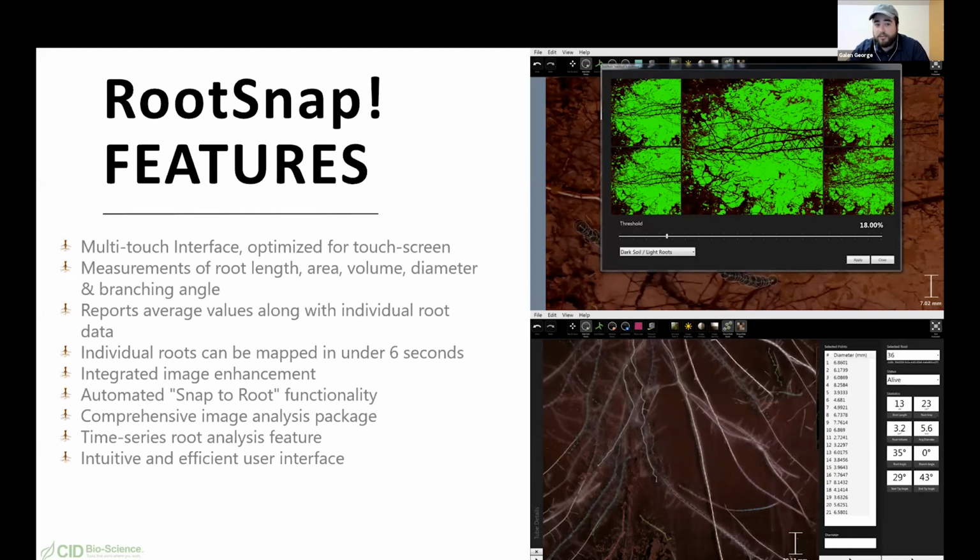It's a multi-touch interface, and it provides measurements of root length, area, volume, diameter, and branching angle. And it can report the average values along with individual root values. You can also stitch together multiple images to create a larger image. You can also do studies over time where you basically layer the same image over top one another, and you can see root growth and root dieback. And it does have a couple of other functionalities like snap to root, which helps with the root tracing. It does still require manual tracing. There is no AI built into this software.